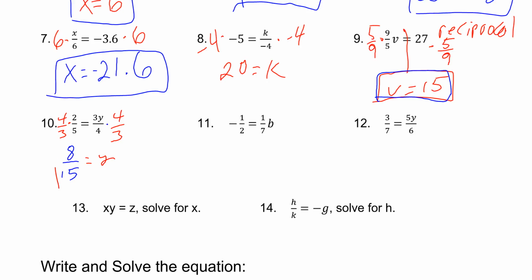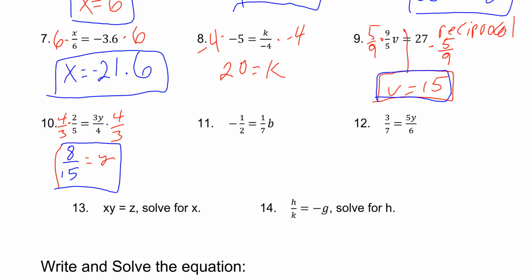And if you need a little help seeing that, all you got to do is plug in 8/15 back in for y. So 8/15 times 3 and then divide by 4 will give you 2/5. And if you need to plug it into your calculator, go for it. And you'll be able to really see that it actually happens that way. It's really kind of nice.